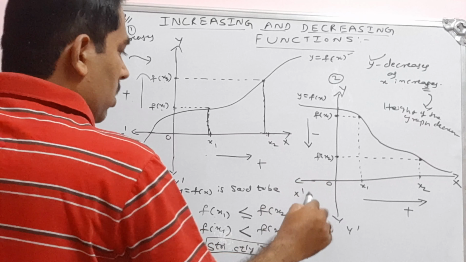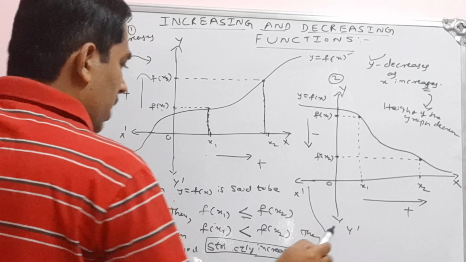Observe carefully. A function of the form y equals f of x is said to be increasing if you consider any two points, then the value of that function at x1 is less than or equal to f of x2. If it is f of x1 less than f of x2, then that function is called strictly increasing. So this is all about increasing functions.